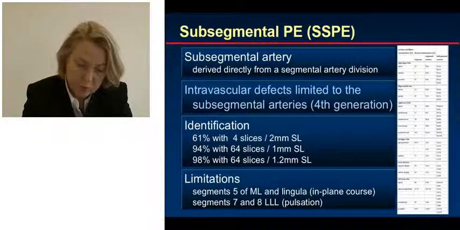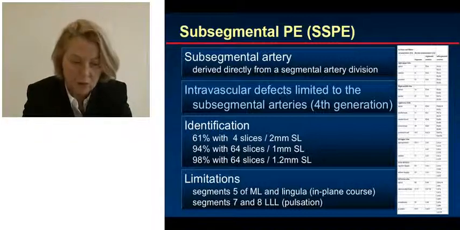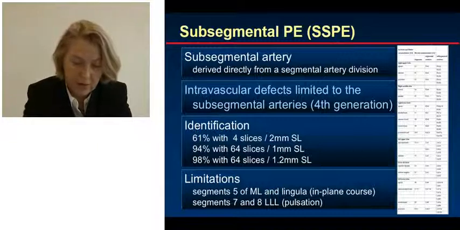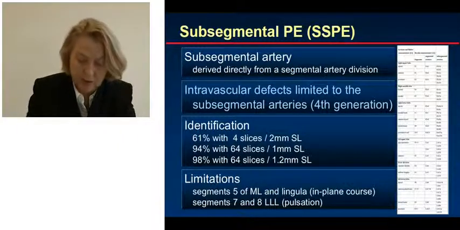And we are not surprised that with increasing number of slices, going from 4 slice scanners to 64 slice scanners, for example, and to decreasing thickness of slices, we will see those intravascular defects in the peripheral arteries more frequently. Limitations have been reported for segments 5 of the middle lobe and the lingula due to their in-plane course of the arteries, and for segments 7 and 8 in the left lower lobe due to pulsation artifacts.